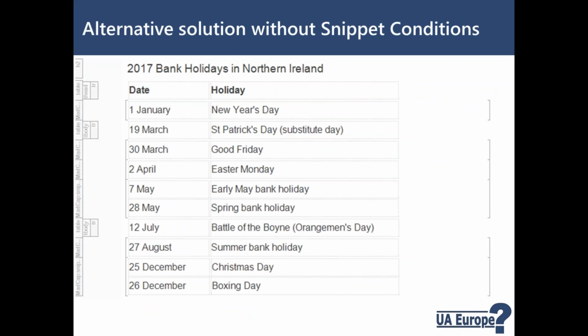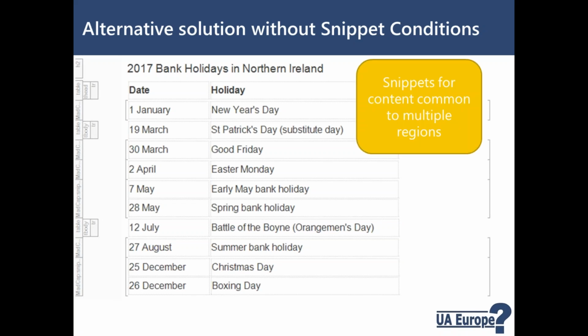And the only other way of doing this without snippet conditions would have been to have lots of snippets, each containing the information that was common. So I could have had a snippet for the Christmas and Boxing Day holidays, a snippet for the Easter holidays, a snippet for the New Year's holiday, and then pieced together those snippets for each topic. But then my information would have been spread across multiple snippets and much less easy to maintain.